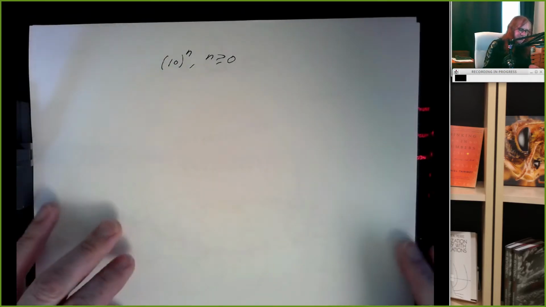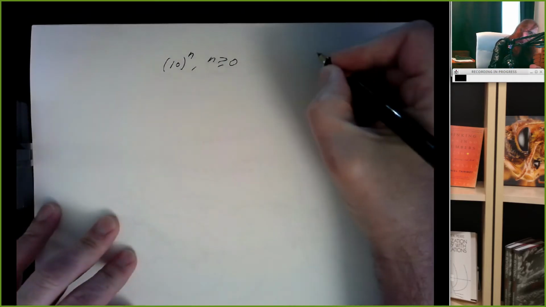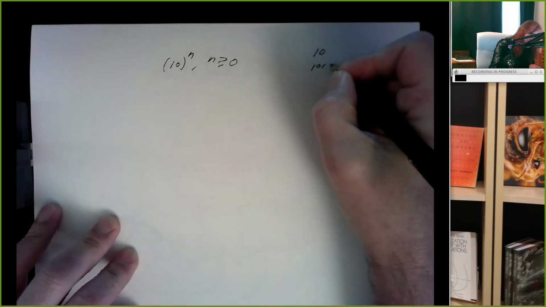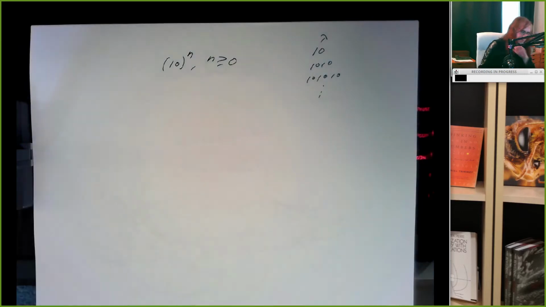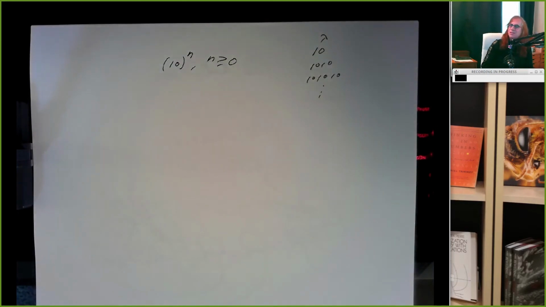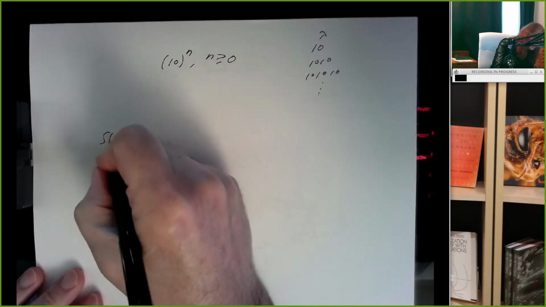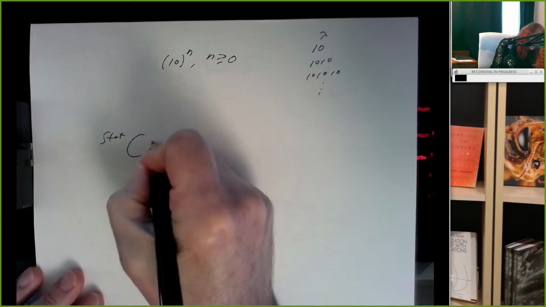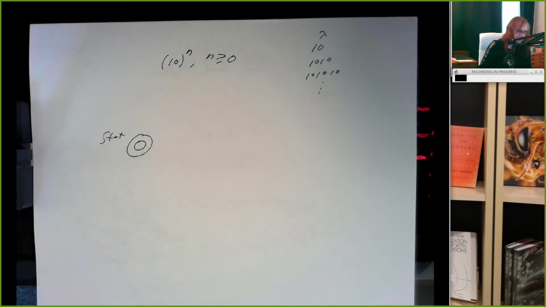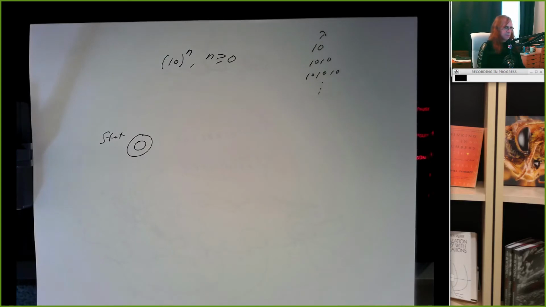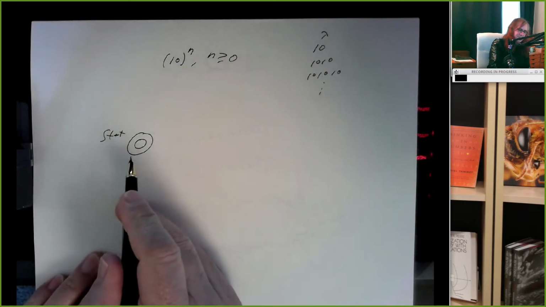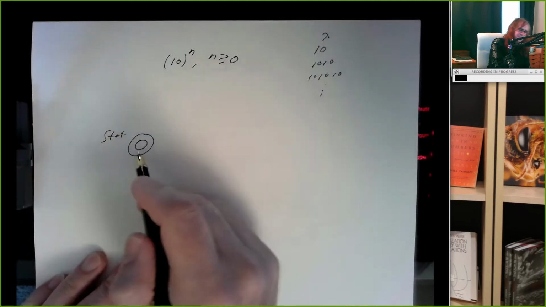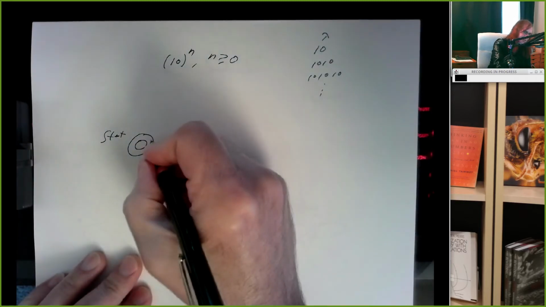All right, so 1 0 to the n. This should pick up 1 0, 1 0 1 0 1 0, but also the empty string. If n is 0, this should recognize the empty string. So our start state is also a recognized state. If we're in a recognized state, it means we've seen... if we're in the start state, we've seen nothing. That's a recognized string.